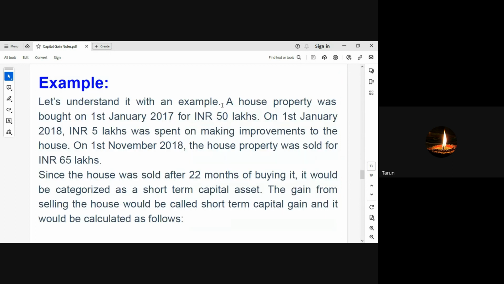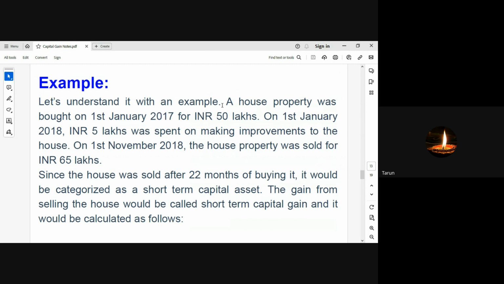So this is a short example to understand the concept: if any situation arises in the question, you need to identify whether it should be a short-term capital asset or a long-term capital asset. So let's start and understand with an example.